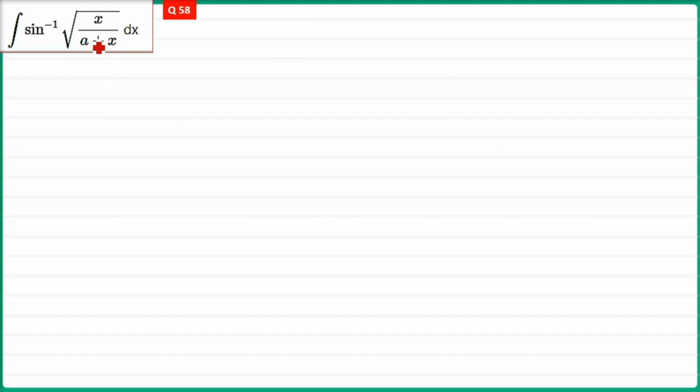Sin inverse under root x by a plus x. Now this question is a good question. Now I will first assume something, then you will realize why I have done this. X equals a tan square theta. Now how did this come into my mind, or how did I put it? This tan square theta will be equal to x by a. So this tan theta can be written as under root x by a.